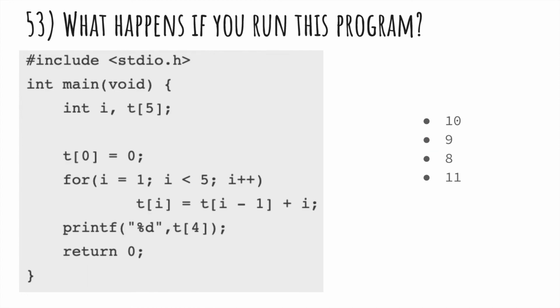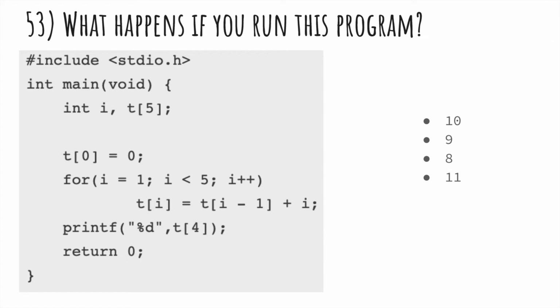How about the next problem? In this case, we have an array, and we have t of 0 equal to 0, and we're gonna start indexing at 1 and go up to 5. So t of 1 is equal to t of 0, which is 0, plus 1, since I is 1. So t of 1 is 1. How about I equals 2 now? T of 2 is equal to t of 1, which is 1, plus I, which is 2. So 1 plus 2 is 3. So t of 2 is 3.